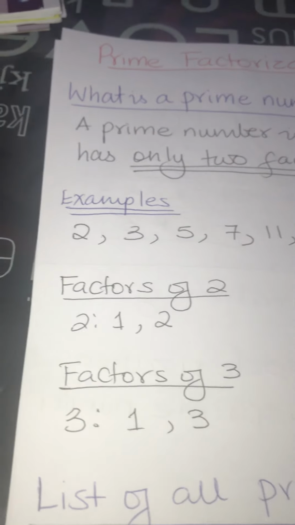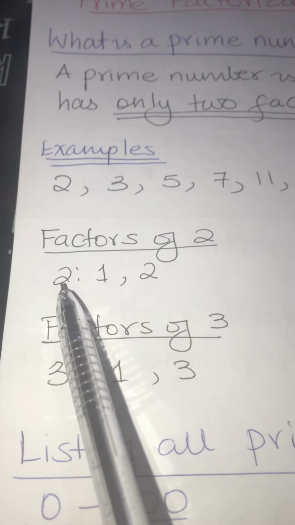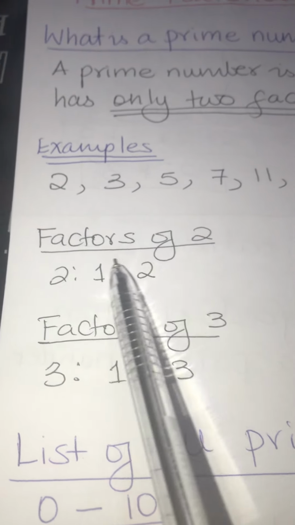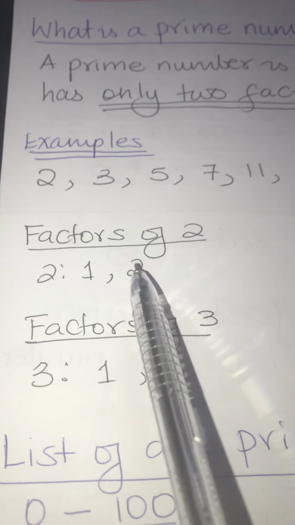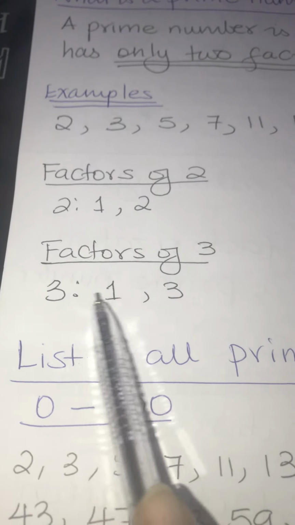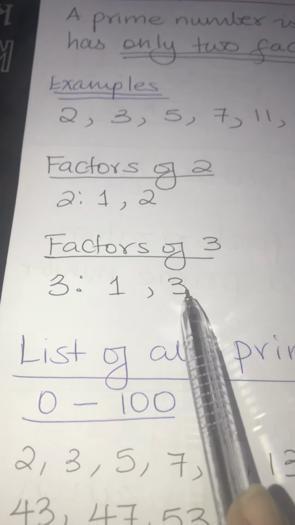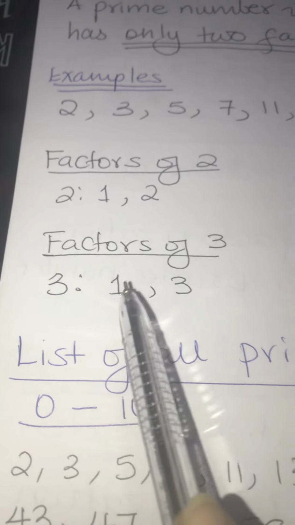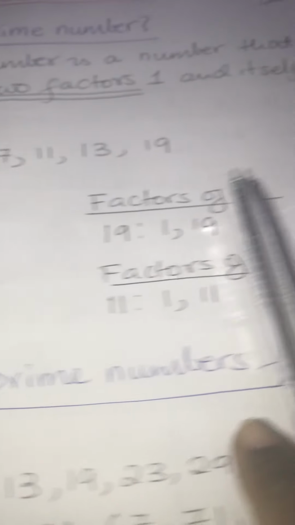There are more prime numbers. Now, how do I know factors of 2? Which numbers can I multiply to give me 2? Only 1 and 2. And how many factors are these? These are only two factors, 1 and itself. How many factors of 3? There's only two factors of 3, because these are the only two numbers I can multiply to give me 3. Okay? So that is why 3 is a prime number.